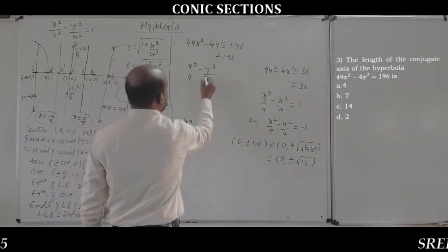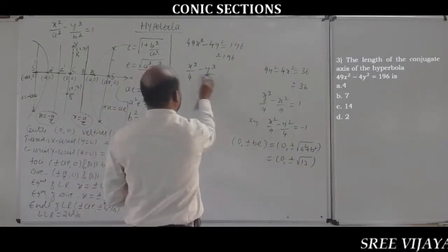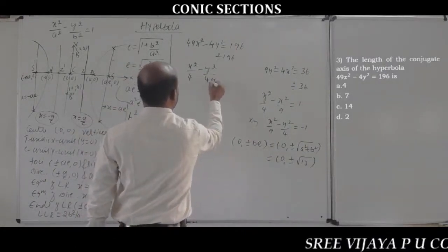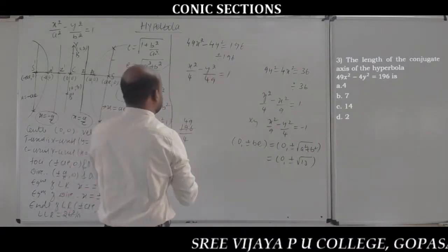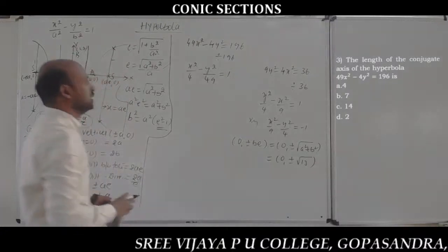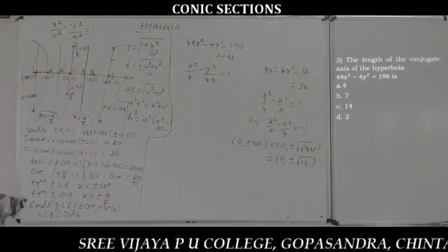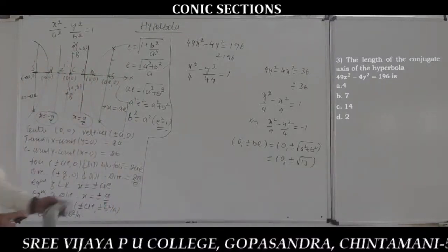4 9s are obviously 49. 49 equals 1. 49 into 4, if we do, is 196. So the equation of the hyperbola is x square by 4 minus y square by 49 equals 1.